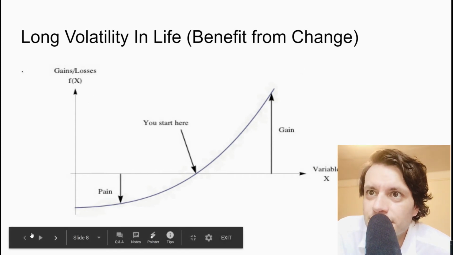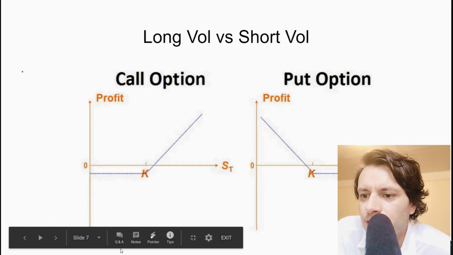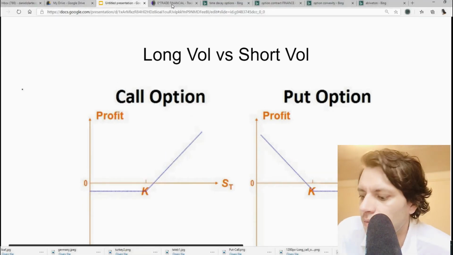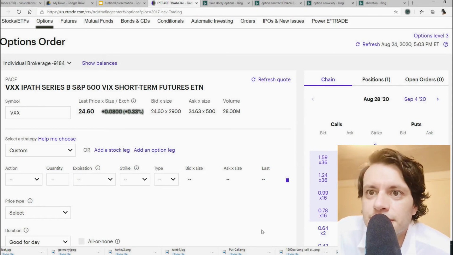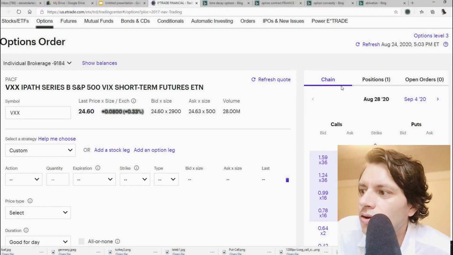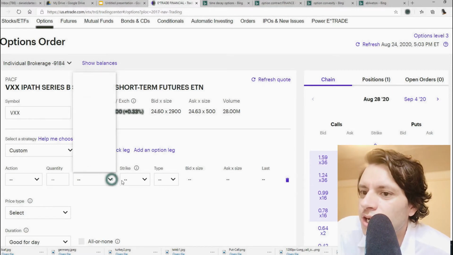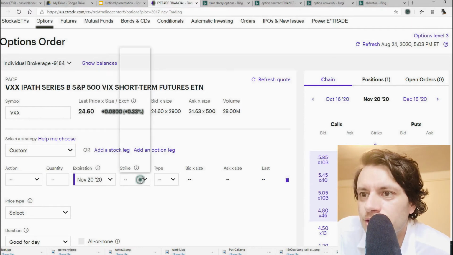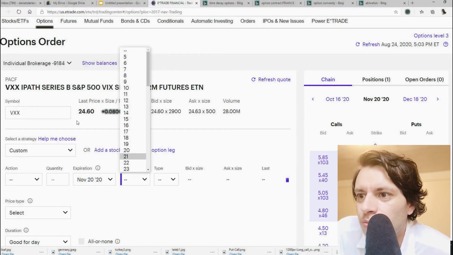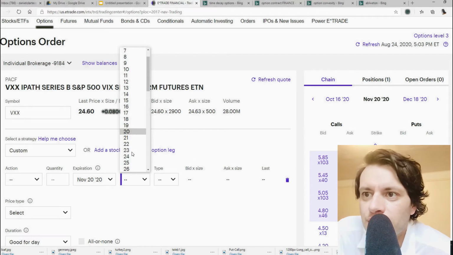So what is long? Oh, okay, before we get there, let's do the example. So here, I'm in my E-Trade account. This is the symbol VXX. This is how the option chain looks. So let's say we're nervous about this year. So elections, November 20. It's trading at 24.